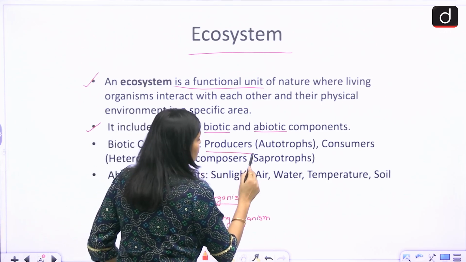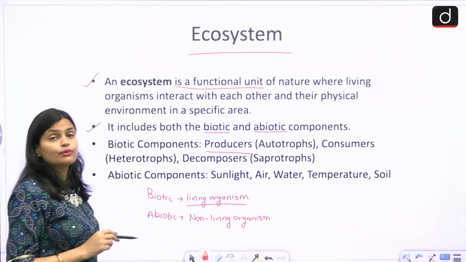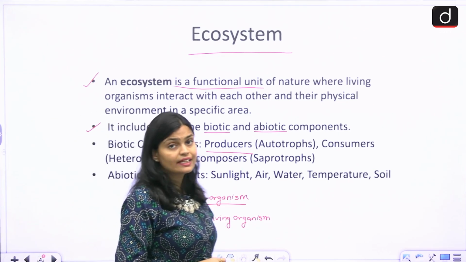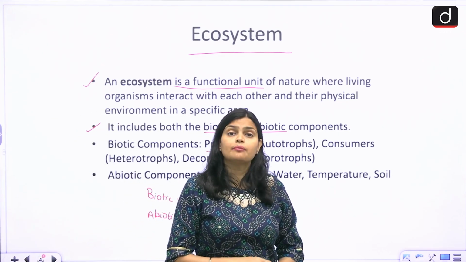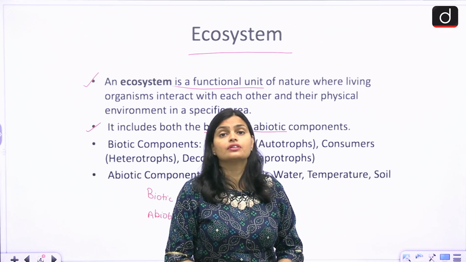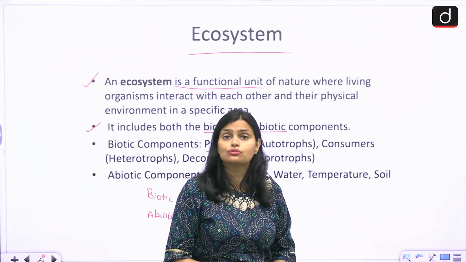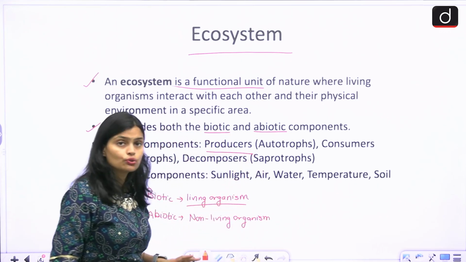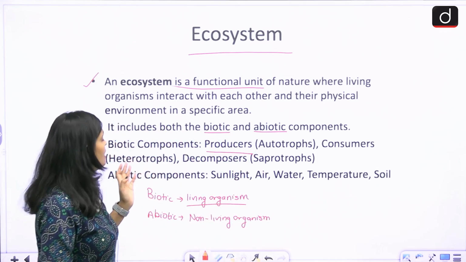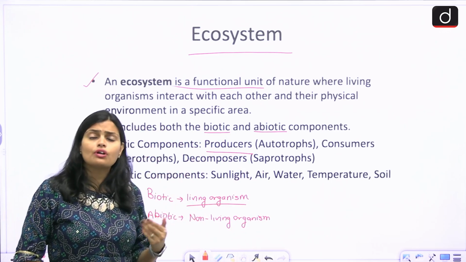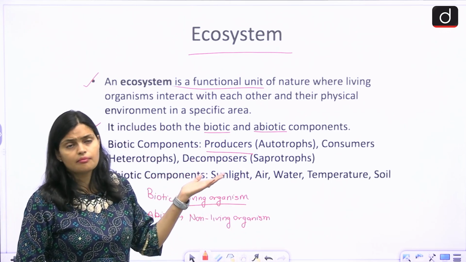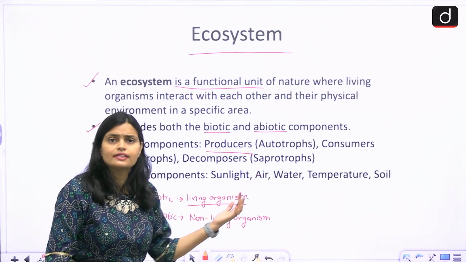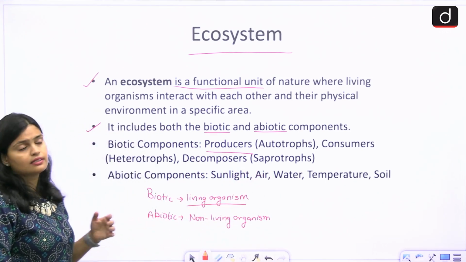In the case of biotic components, we have all the living organisms, which may be producers, right? Producers means the plants and trees. They prepare food with the help of photosynthesis. So they are the living ones, autotrophs, then consumers and decomposers. All the living organisms are biotic. Sunlight, air, water, temperature, soil, these are what? They are the abiotic components.